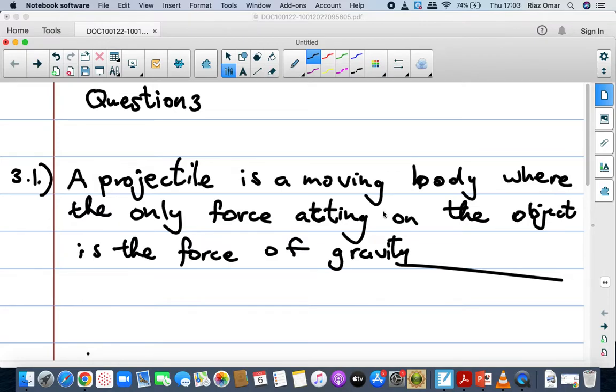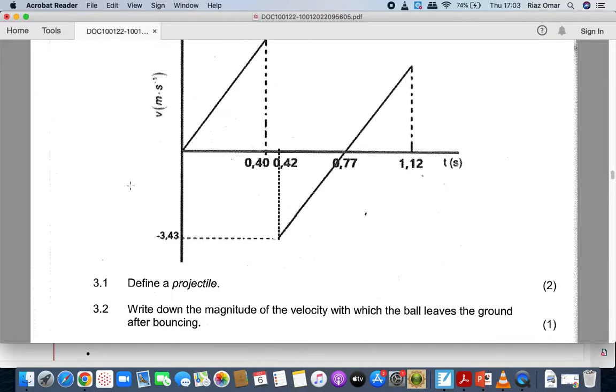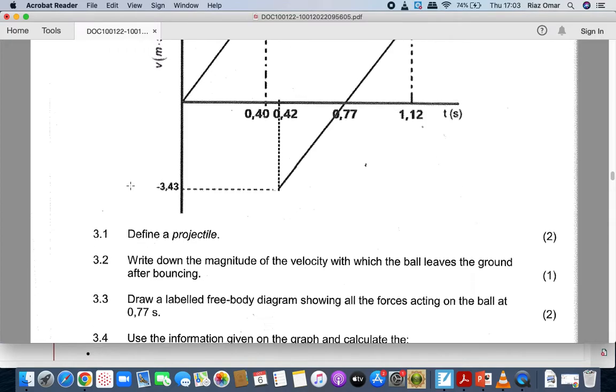Make a note of all the definitions that you have to learn before time and learn your definitions well, because definitions count a high percentage of the physical science paper, so you don't have to lose unnecessary marks. Alright, so that's 3.1.